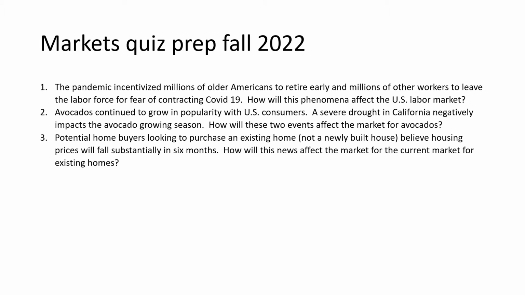Second market scenario involves a change in supply and demand. Avocados continue to grow in popularity with U.S. consumers. A severe drought in California negatively impacts the avocado growing season. How will these two events affect the market for avocados? Remember, students of economics, whenever there is a market scenario involving a change in supply and a change in demand simultaneously, either your price or your quantity, one of your two variables, one of the two points of interest for our economic analysis, will have an indeterminate result.